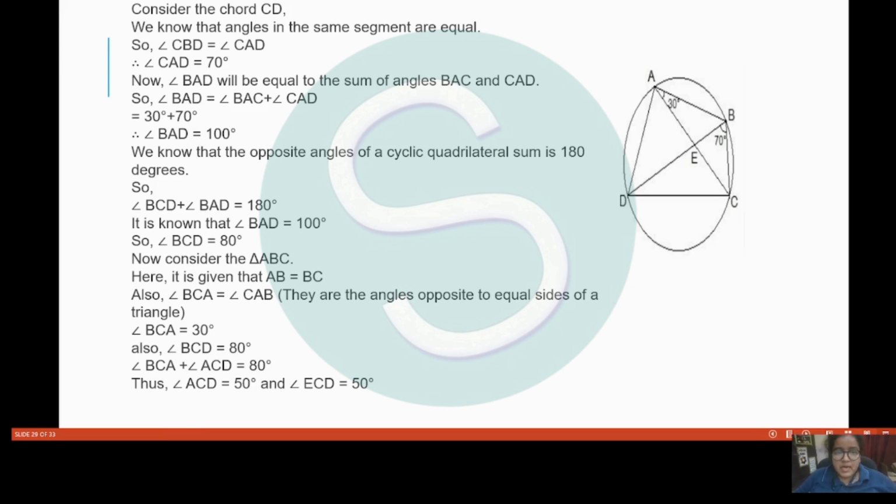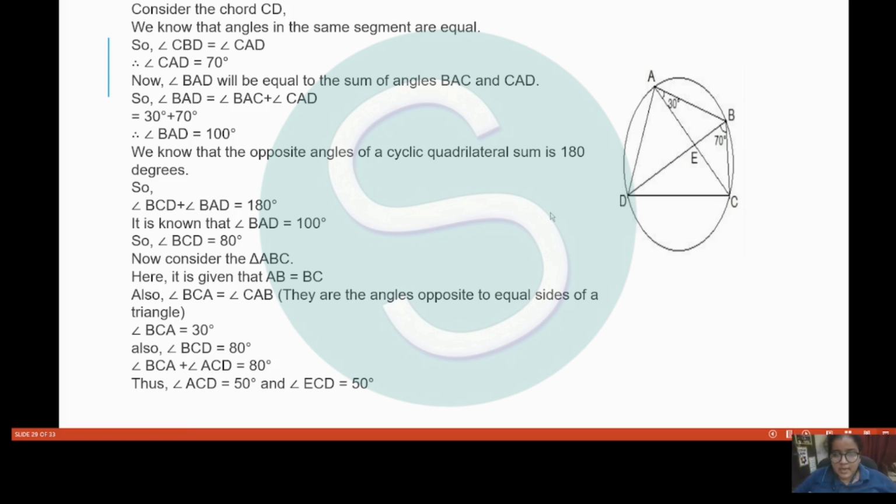Now BAD जो है that is this angle. BAD is the sum of these two angles. ये 30 degree है and ये 70 degree हमने अभी find out करा. So the total this angle is 30 plus 70, 100 degree.